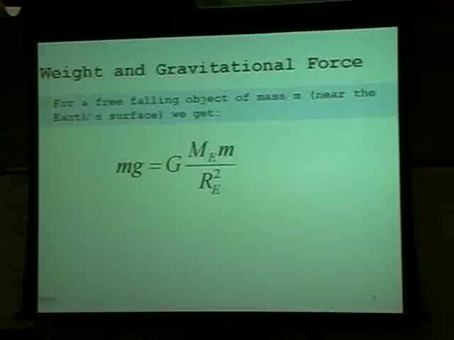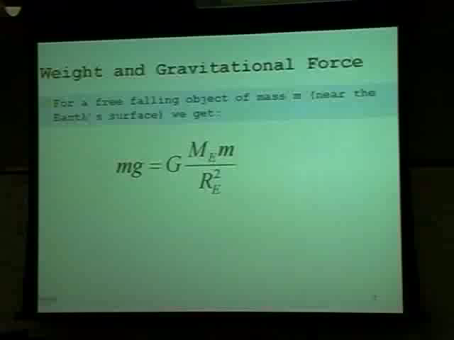Well, weight is a force. It's a force of gravity, like I mentioned. My weight is due to the force of gravity between me and the Earth. So I would say that my weight, mg, m little g, 9.8 meters per second squared, is equal to, using Newton's force of gravity, 6.67 times 10 to the minus 11, the mass of the Earth times my mass over the distance between us, the radius of the Earth, squared.